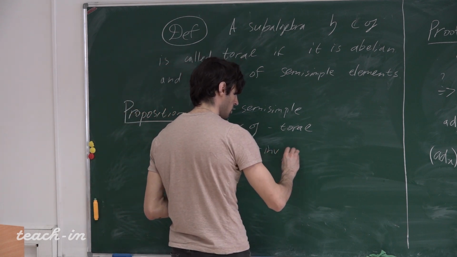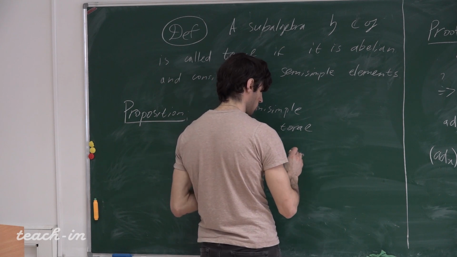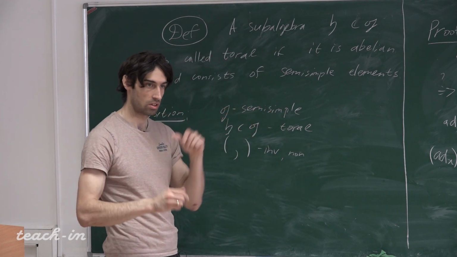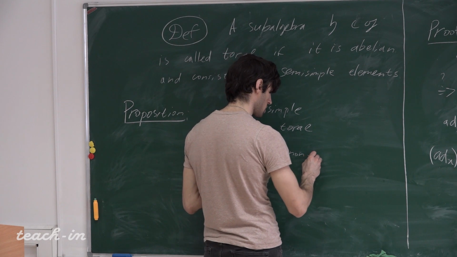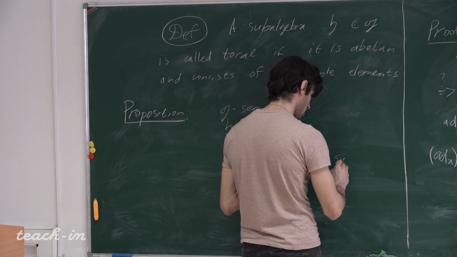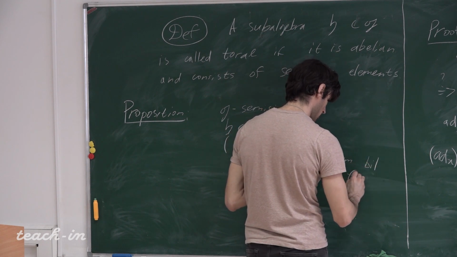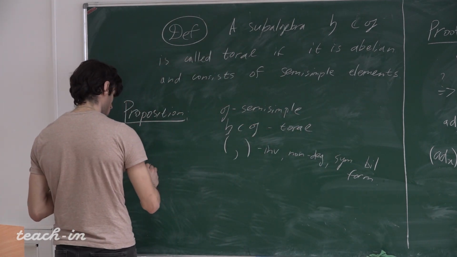Invariant, you can think of the Killing form, but maybe I would like to rescale it somehow on a simple summand. I don't know. So, an invariant non-degenerate symmetric bilinear form. Then the following happens.